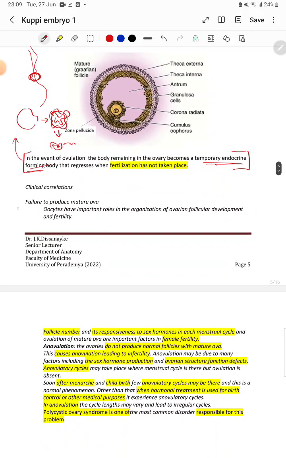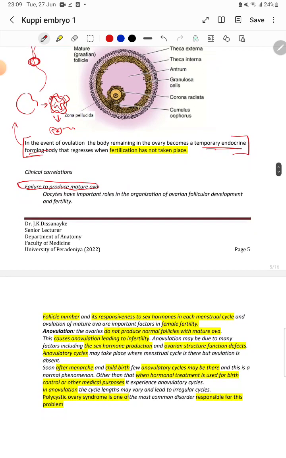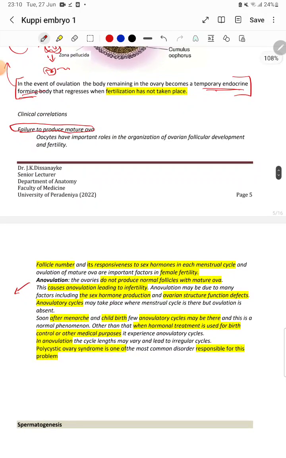Typically, in terms of a clinical correlation, it's just the failure to mature, to produce a mature ovum. So like I mentioned earlier for the PCOS, you can have anovulation. So anovulation is where the ovaries don't actually release a mature ovum during the menstrual cycle. So obviously that would mean that the lady's infertile. And it could be due to many reasons.